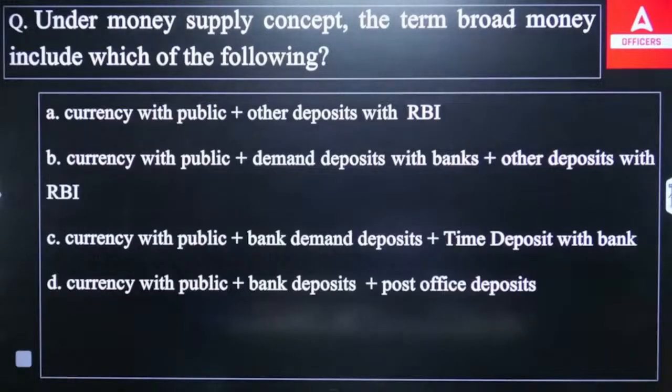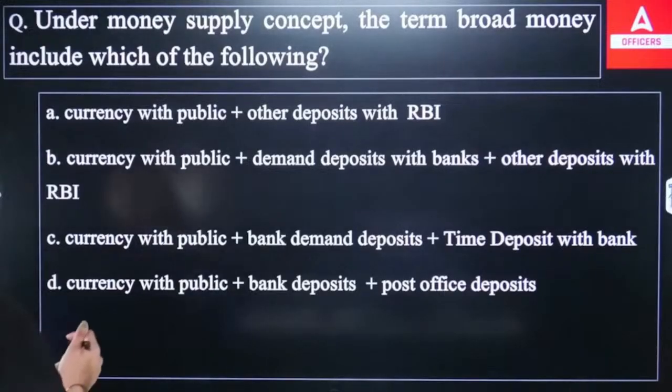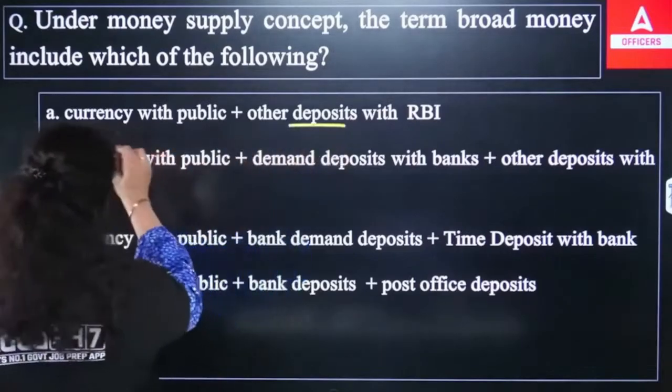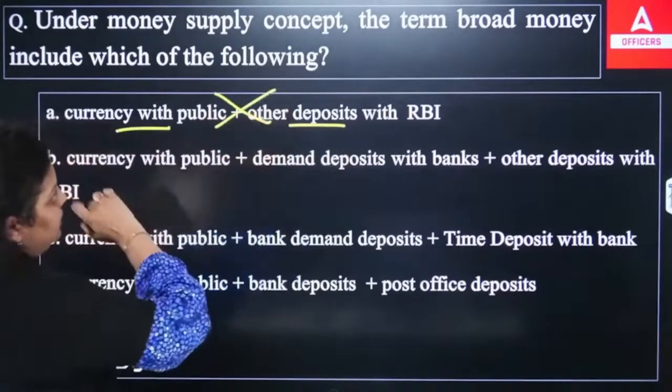Okay, so if I talk about this particular question, the question is asking what is M3, and you can see M3 will include the term deposit. The first one has deposit and public deposit. It does not include term deposit.